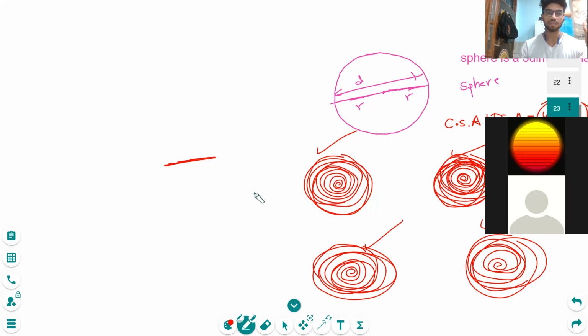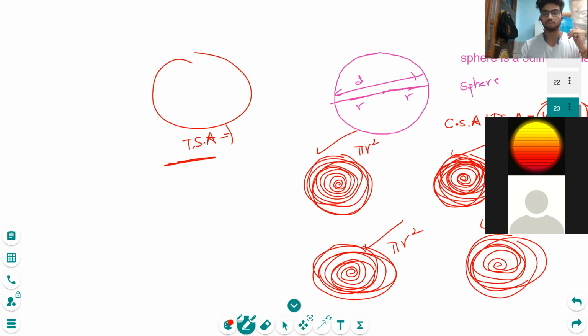So when we covered the sphere completely, that is the total surface area, how many circles did that thread actually cover? Yes, 4. And what is the area of one circle? Pi r square. What will be the total surface area then? It will be 4 times pi r square, 4 pi r square. That's the derivation. It's kind of a practical thing.